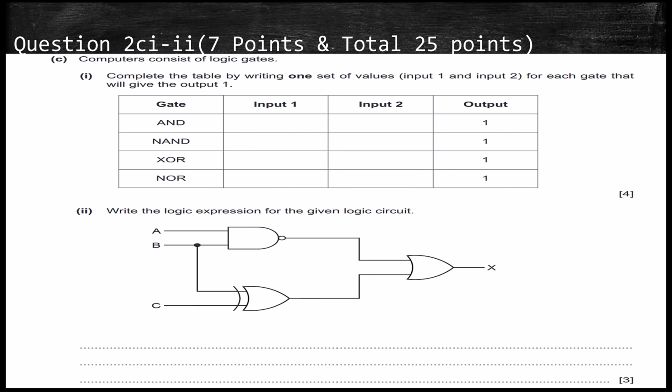Could you get a table that has that? Absolutely. Here, they just want one set of values. They want one value for input 1, one value for input 2, for each gate, that will give the output 1.